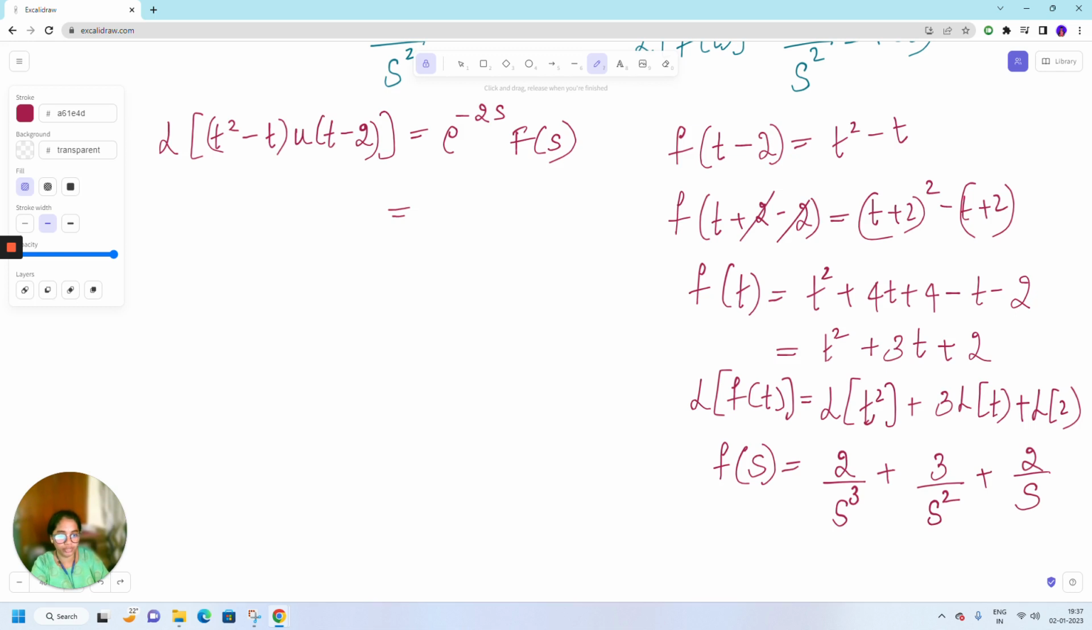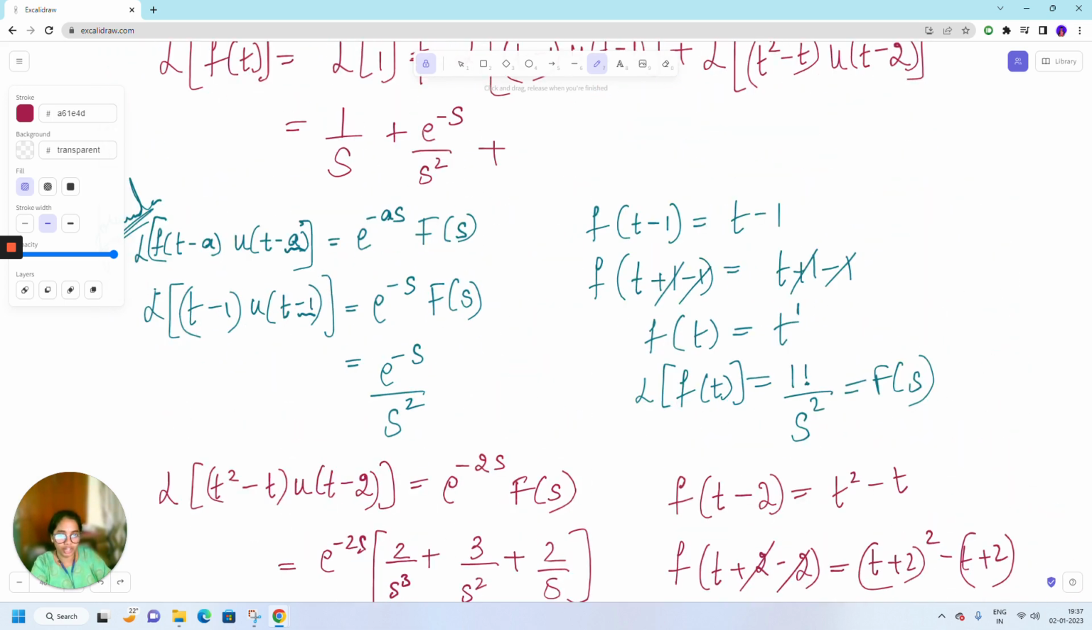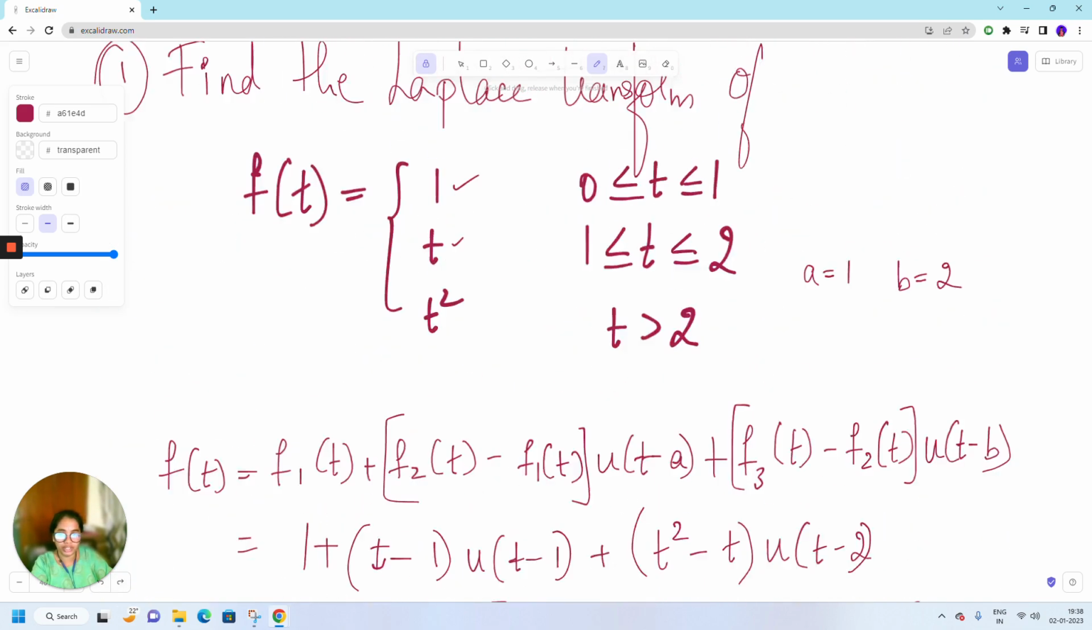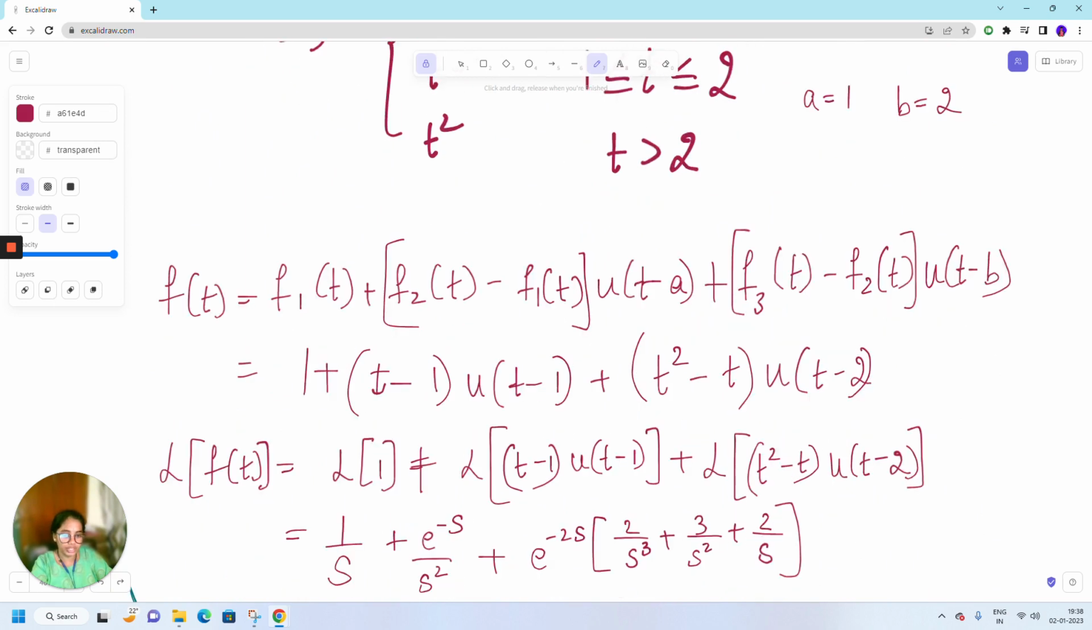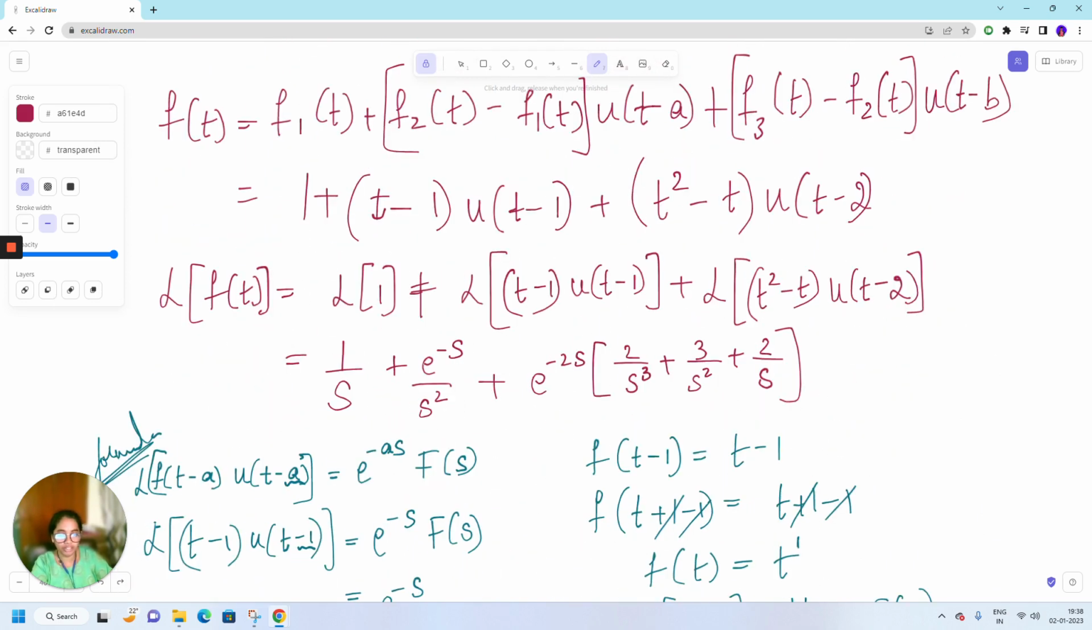Let me substitute that over here. What would I get? e power minus 2s into 2 divided by s cube plus 3 divided by s square plus 2 divided by s. So here I would have to write e to the power minus 2s into 2 divided by s cube plus 3 divided by s square plus 2 divided by s. This is our Laplace transform of the given function using unit step function or Heaviside function.